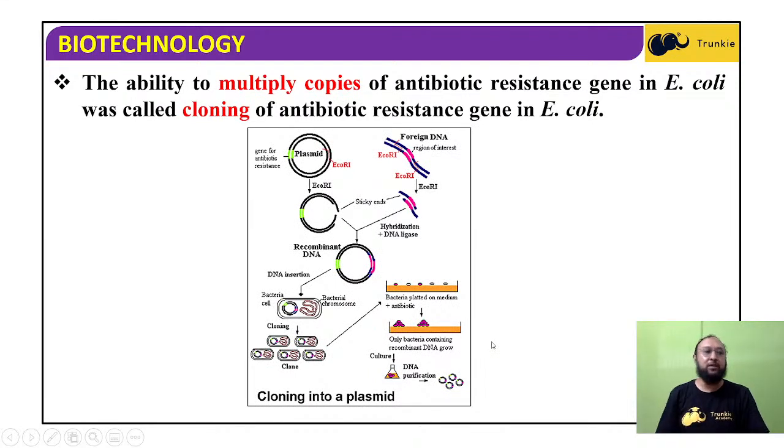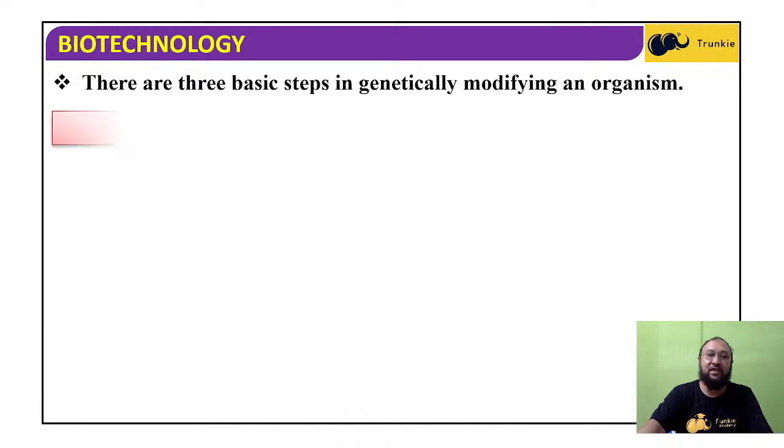The ability to multiply copies of the antibiotic resistance gene in E. coli is called cloning of the antibiotic resistant gene in E. coli. You can see the same diagram. Now cloning: we are producing multiple copies of the antibiotic resistant gene. We need antibiotic resistant genes, so what we are doing is making copies of them by cloning. So this is the cloning of the antibiotic resistant genes.